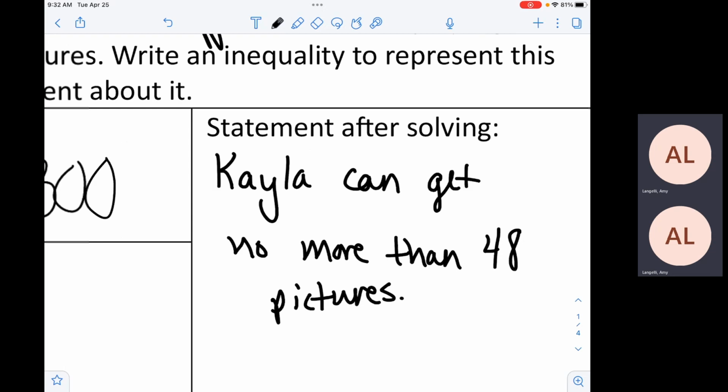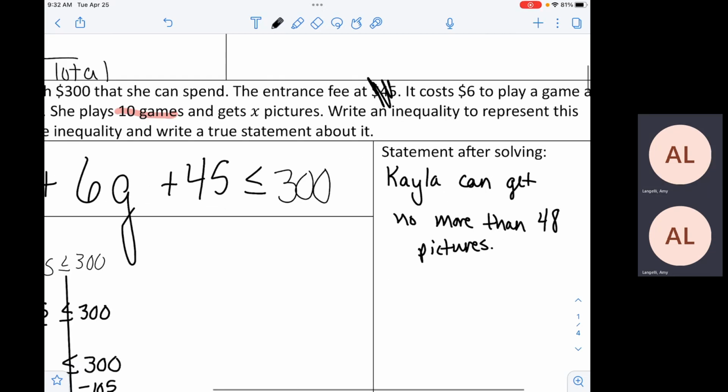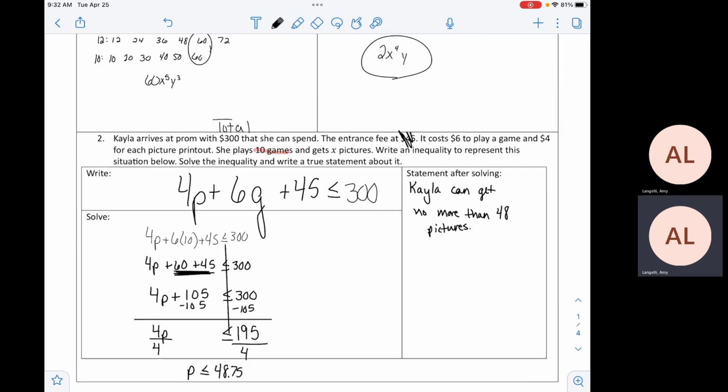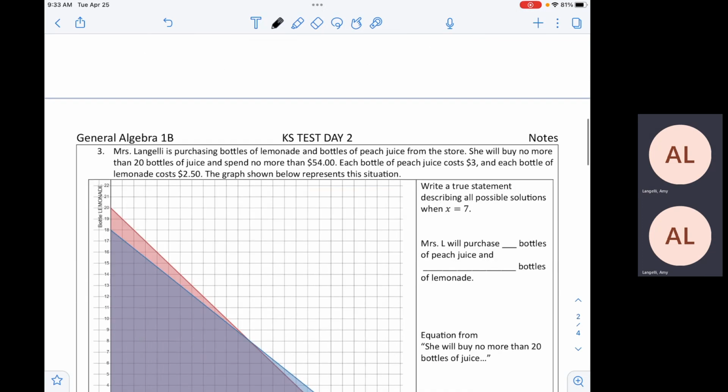The question did not ask how much is the picture. We already knew that. How much are the pictures? $4. So it wasn't about how much they were, it's about how many can you get. All right, let's do number 3.